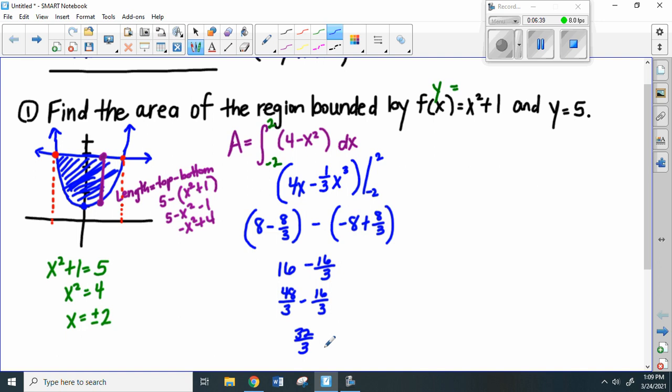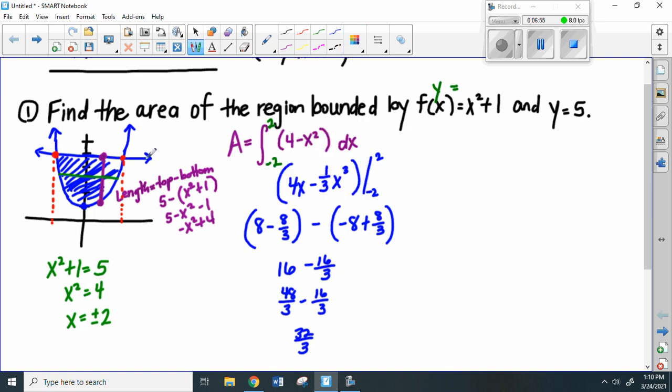Okay, now technically you could have done this problem a different way. You could have drawn your length horizontally. You could have, if you wanted to.